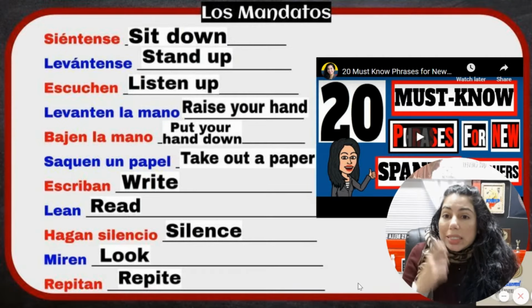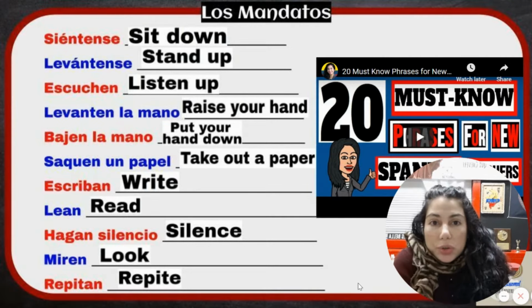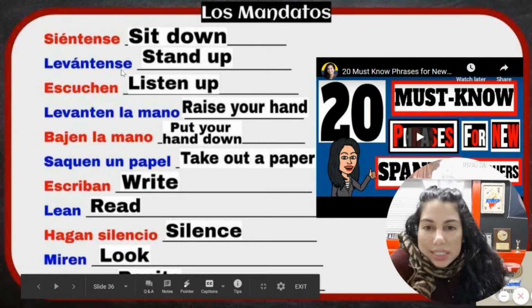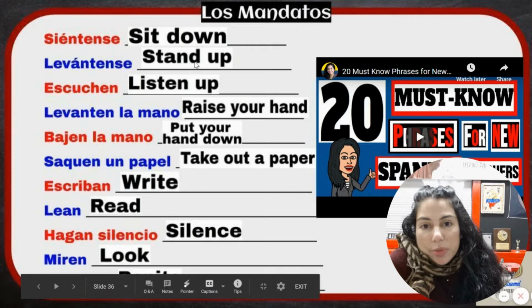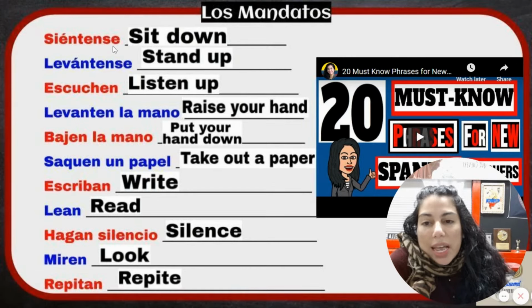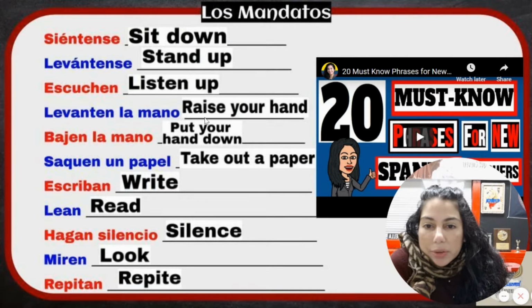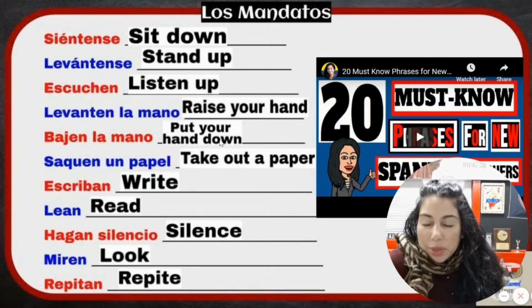But siéntense is you guys sit down, okay? Siéntense. Levántense, stand up. Again, a group of people, you guys stand up. Escuchen is, again, a group of people, listen up. Levanten la mano, raise your hand, the same. Bajen la mano, put your hand down, again, a group of people.